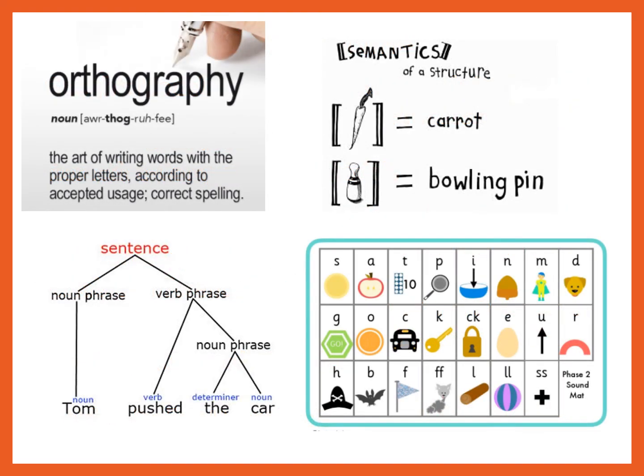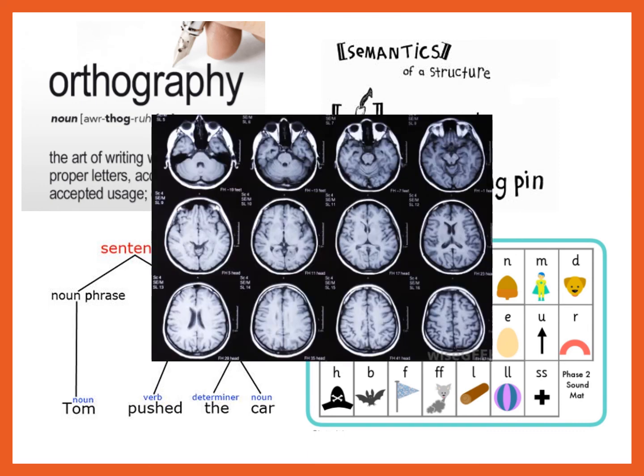The reading process consists of 4 cognitive processors: orthographic, semantic, syntactic, and phonological, which work simultaneously to interpret text. Those with a deficiency in one or more of these 4 processors may experience reading difficulties. Brain imaging can be used to study, diagnose, and treat reading problems.